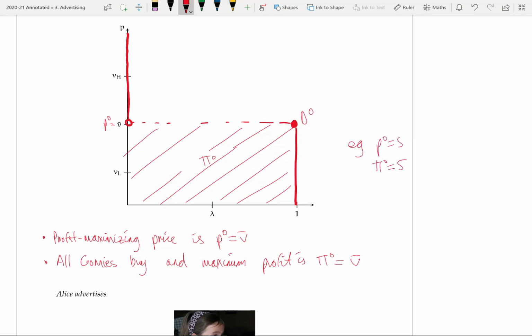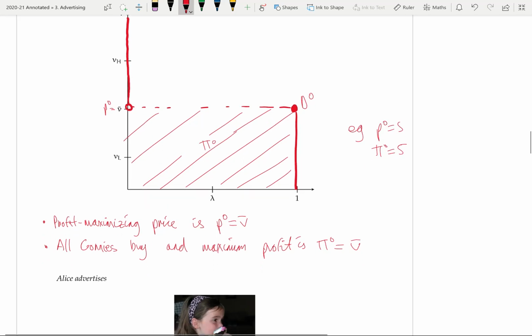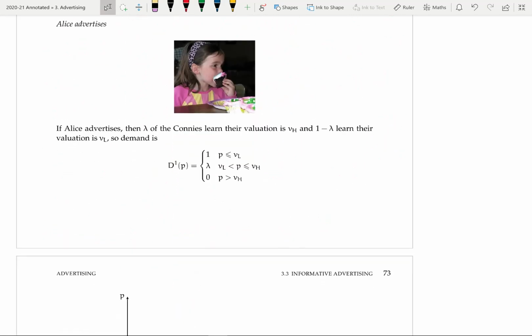These are both equal to V bar. So we can see that without advertising, Alice is able to extract all the surplus of all the consumers. Now what if Alice advertises?